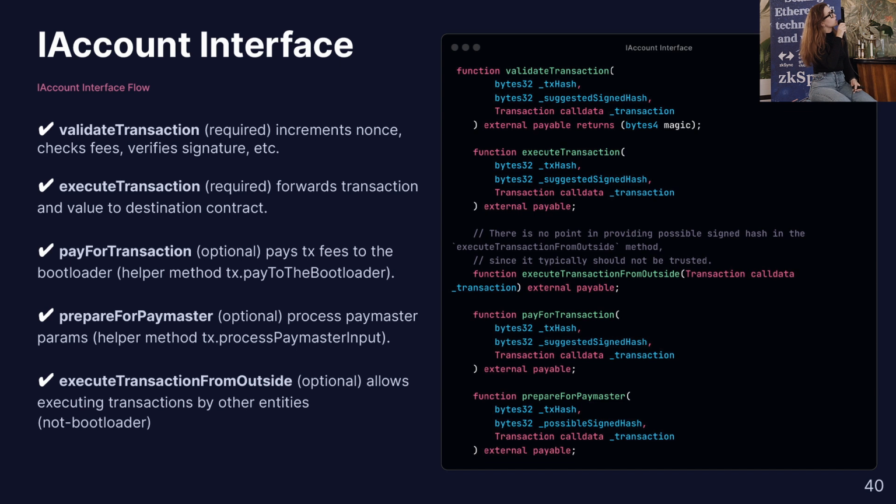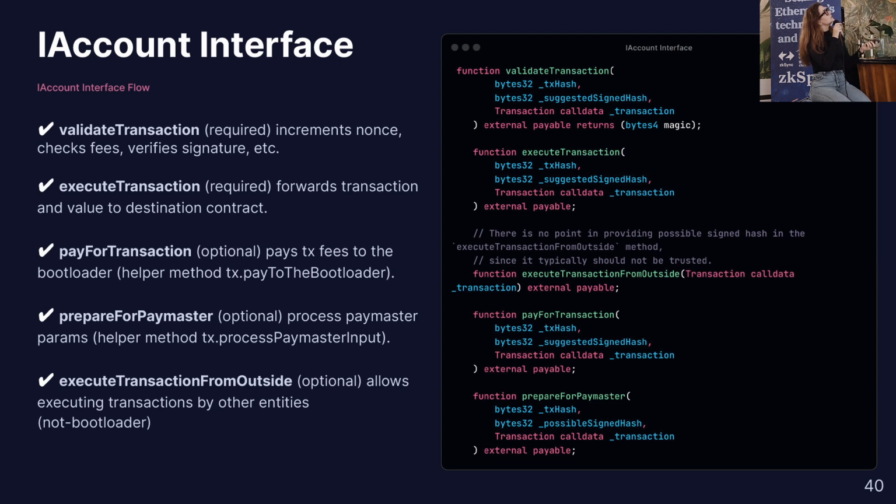We have pay for transaction. In this case, if the transaction doesn't have the paymaster parameter, then it will just know that this account is responsible to pay any transaction fees. Then prepare for paymaster is optional, meaning if there is no paymaster, just ignore it. If there is, continue with the paymaster paying the fees. And execute transaction from outside executes transactions from, let's say, externally owned accounts that I mentioned earlier, to trigger different functionalities within a smart contract.